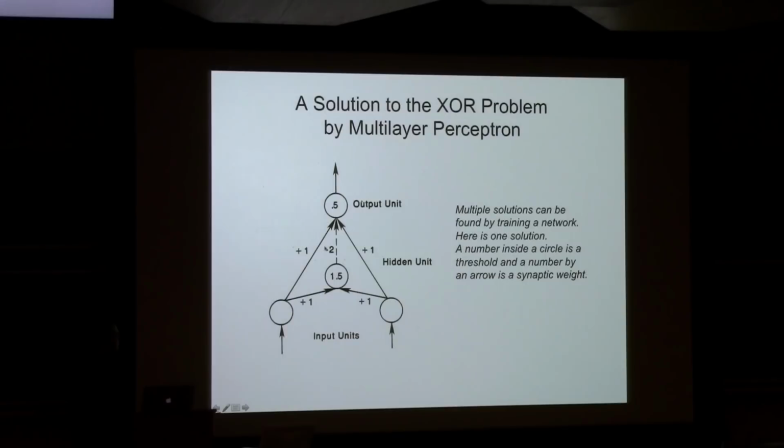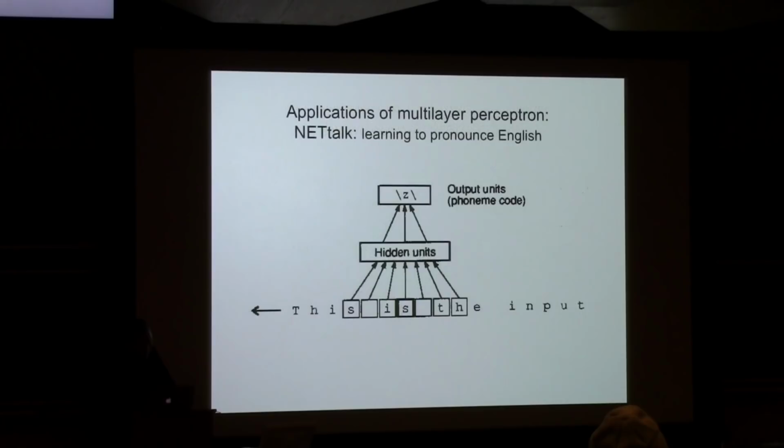That's okay, right? But if both inputs are on at the same time, the two inputs add up to two, and you're over the threshold of 1.5. The hidden unit becomes active. In fact, the hidden unit has a powerful inhibition onto the output to turn the cell off, so you cannot have both. This problem can be solved. This is not the only solution; there are many different solutions. You just add one more neuron, a hidden layer.